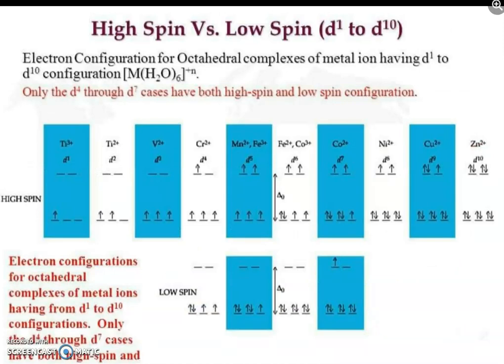Now, high spin versus low spin, d1 to d10. Electronic configuration for octahedral complexes of a metal ion having d1 to d10 configuration, M(H2O), if you have water as a ligand. Only d4 through d7 cases have both high spin and low spin configurations. So you can see the high spin and low spin.